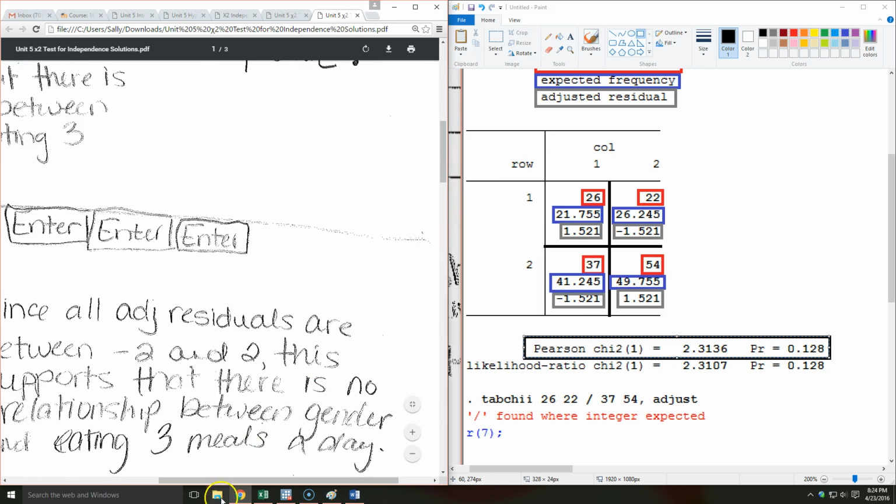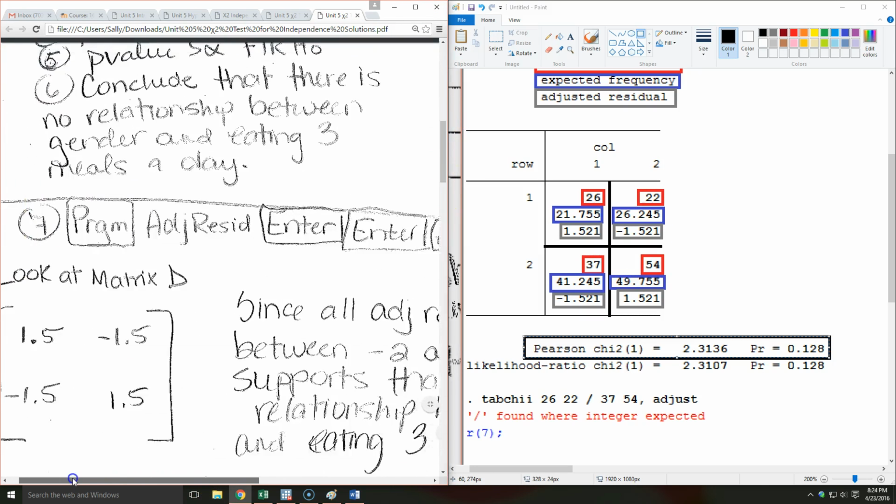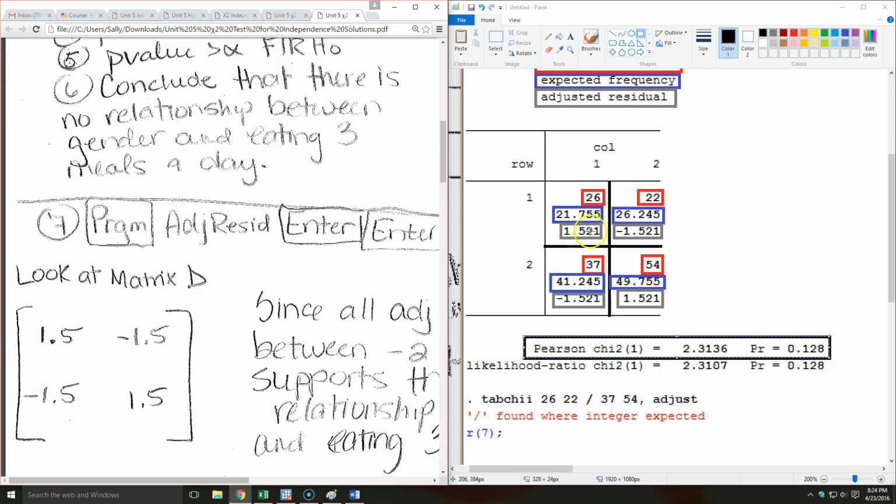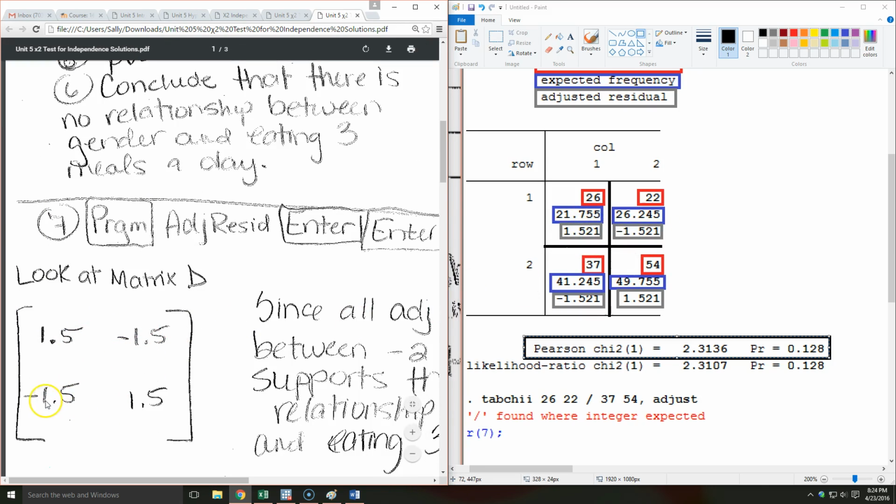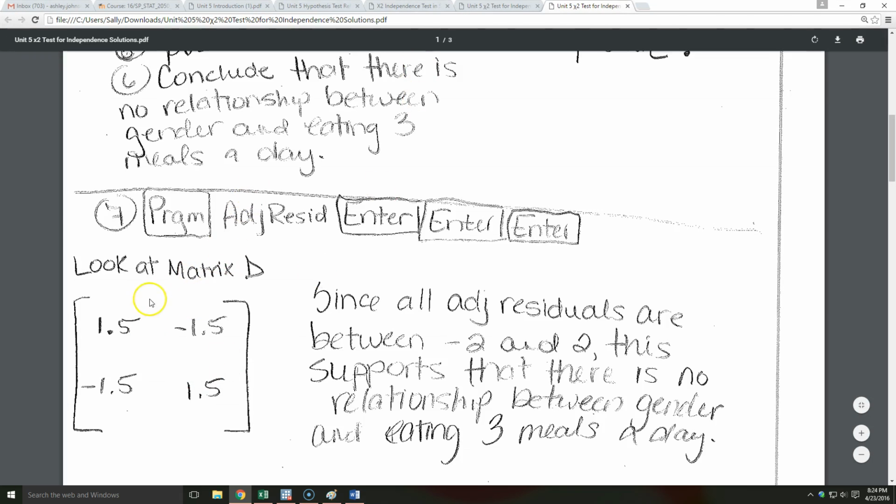So now for your step 7, the adjusted residuals, I always put this down. So 1.5, negative 1.5, negative 1.5, positive 1.5. And again, since there is a 2 by 2 table, there's only pairs in each row and column, these are going to be flip-flops. So since all the adjusted residuals are between negative 2 and 2, this supports that there is no relationship between gender and eating 3 meals a day. So these are not too far away. They're not greater than 2 or less than negative 2. So this supports failing to reject H0.